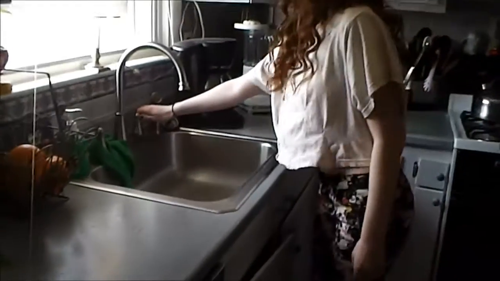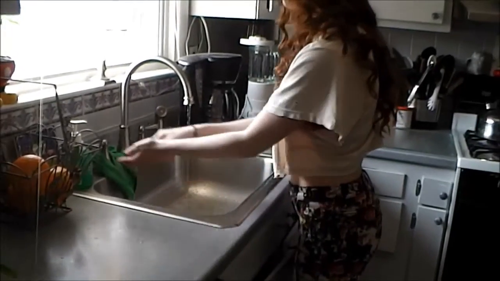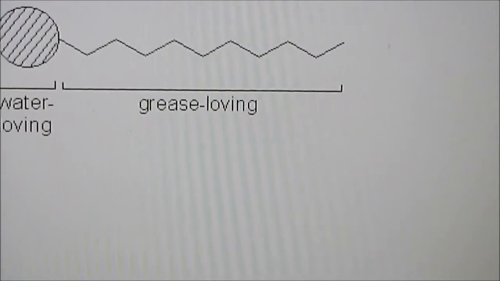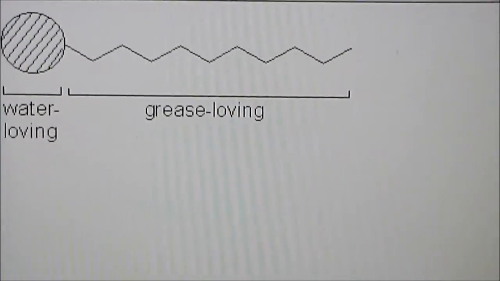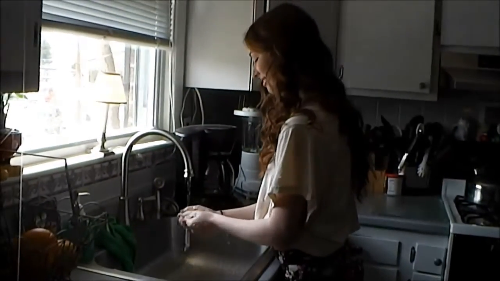Soaps are made from long molecules that contain a head and tail. These molecules are called surfactants. Take a look at the diagram. The head of the molecule is attracted to water, and the tail is attracted to grease and dirt.